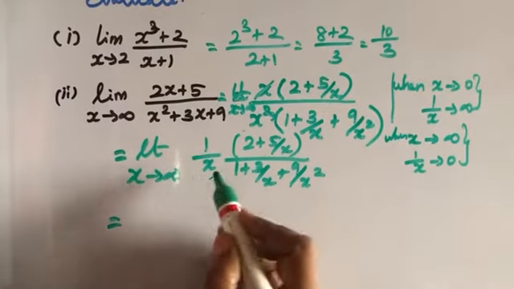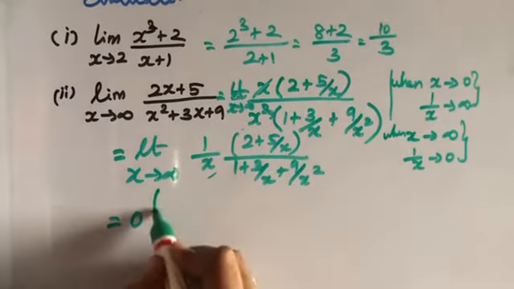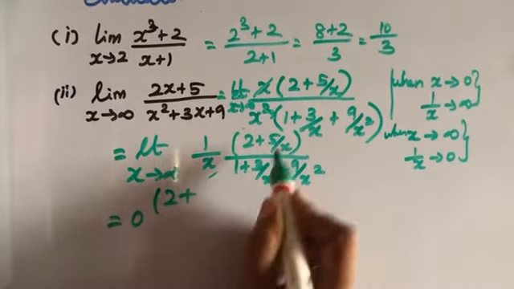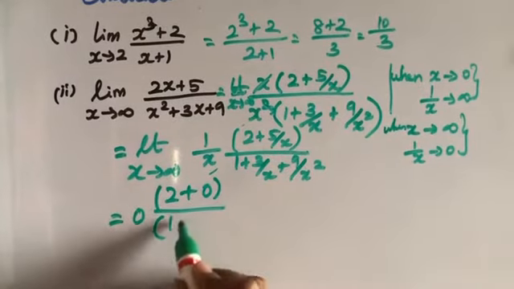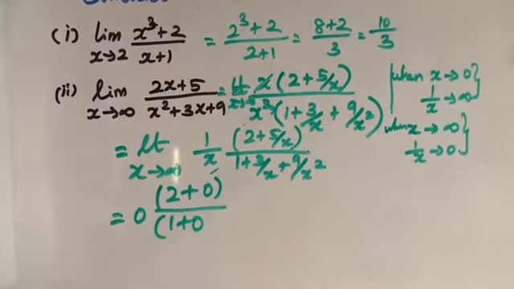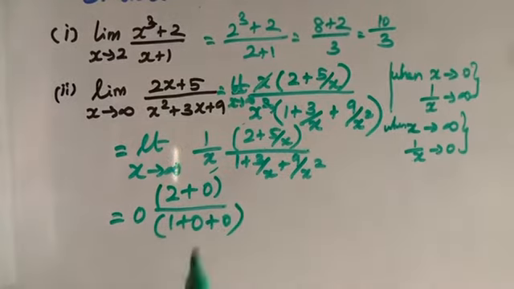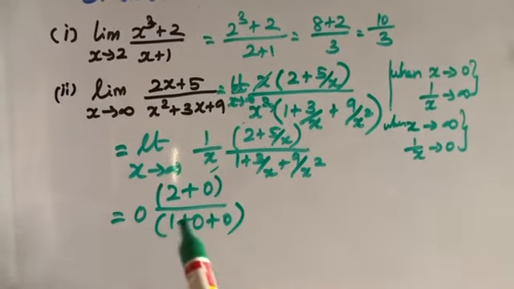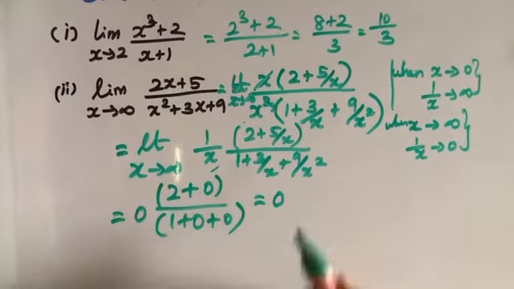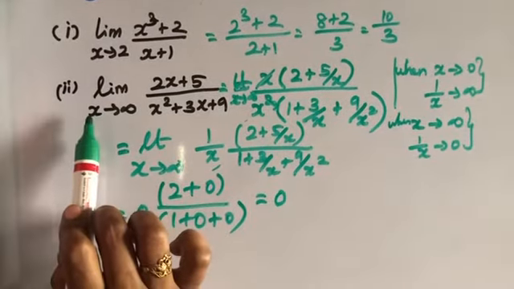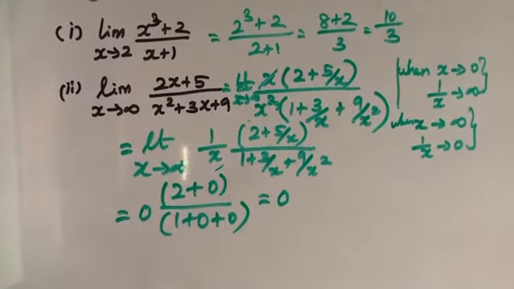So, while applying the limit, this 1 by x tends to 0 into 2 plus 5 by x. It is also 0 divided by 1 plus 3 by x, that term will become 0, plus 9 by x square, it also will become 0. So, here 2 by 1, but while multiplying it with 0, the whole expression is equal to 0. So, while applying the limit x tends to infinity, f of x is equal to 0.